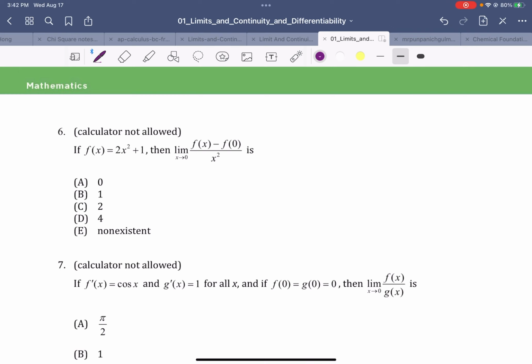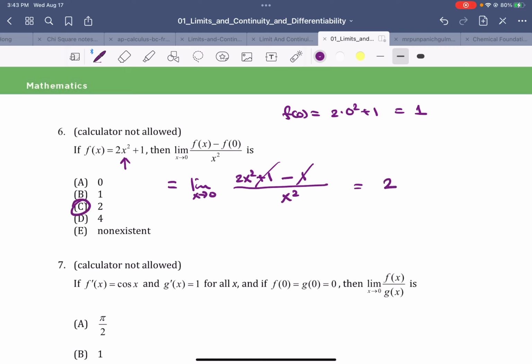Next one, number 6. F of x is 2x squared plus 1, then limit as x approaches 0 of f of x minus f of 0, all over x squared, is what? So let's plug it in. Limit as x approaches 0, f of x is 2x squared plus 1, minus, what is f of 0? So you plug in 0 into here. So 2 times 0 squared plus 1. So 0 plus 1 is 1. So 1 over x squared. So this one cancels out. Now you end up with limit as x approaches 0 of 2x squared over x squared. And then you can reduce x squared top and bottom, then just 2. So answer C. Okay, plug it in and reduce.